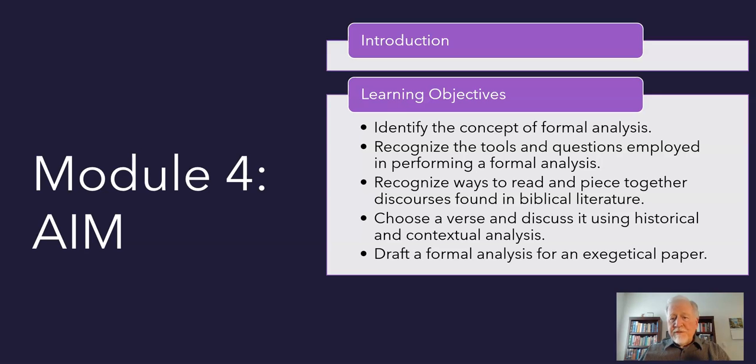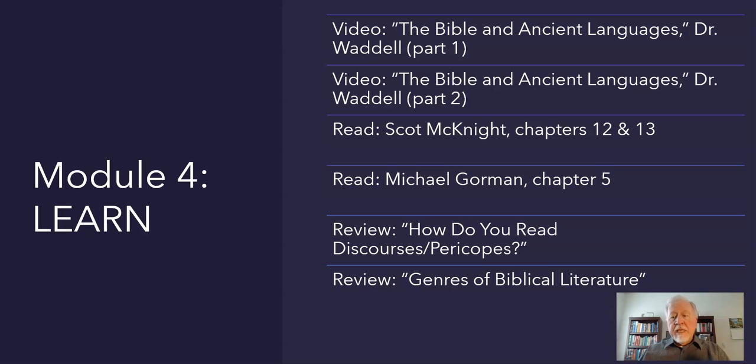Then number 4, to choose a verse and discuss it using historical and contextual analysis. You will be given 4 options once again that I think you will find interesting in the discussion forum. And then finally, with your exegetical paper in mind, to draft a formal analysis for your paper as this week's special assignment.